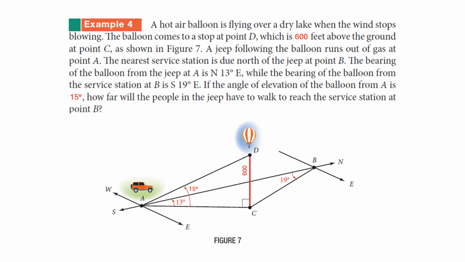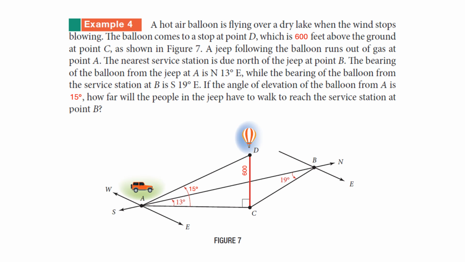The bearing of the balloon from the Jeep at A is north 13 degrees east, while the bearing of the balloon from the service station at point B is south 19 degrees east. If the angle of elevation of the balloon from A is 15 degrees, how far will the people in the Jeep have to walk to reach the service station at point B?